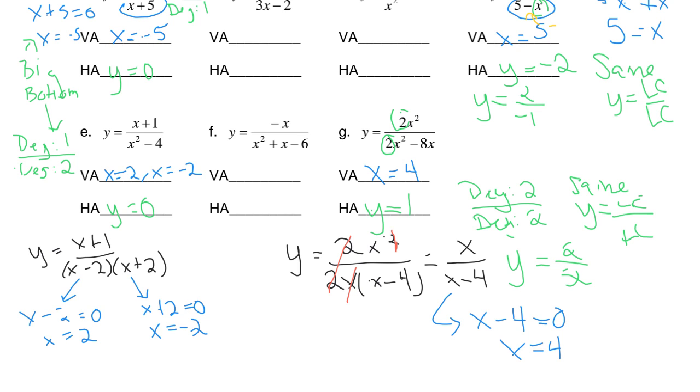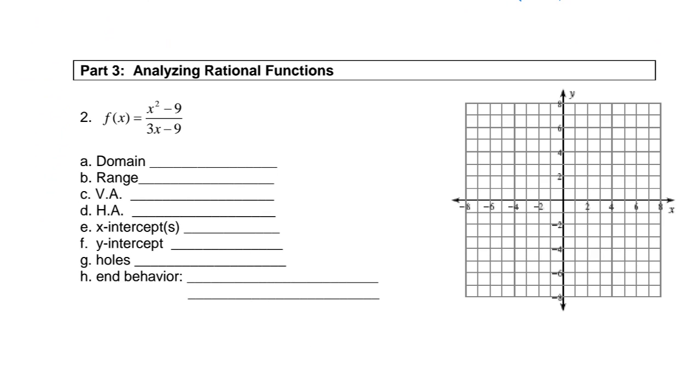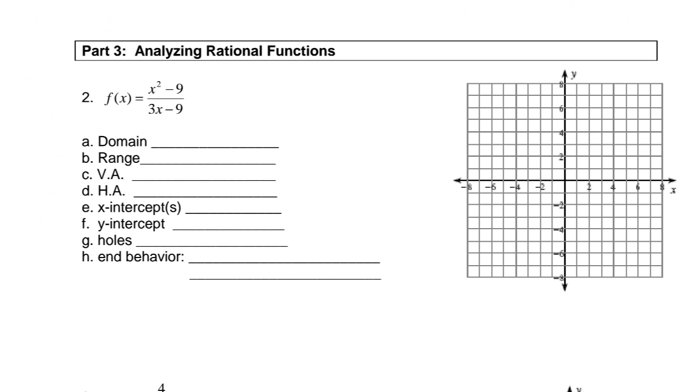Moving along to the second page, we're going to look at 2 and 3 and 5 from this next section. Number 2, we're not going to look at the graph, so let's go ahead and slide down to that section here. Number 2, we are just going to do all of these features: domain, we're going to skip range, vertical asymptote, horizontal asymptote, x-intercept, y-intercept, holes, and end behavior. I'm going to follow the order that our note card has been written in.